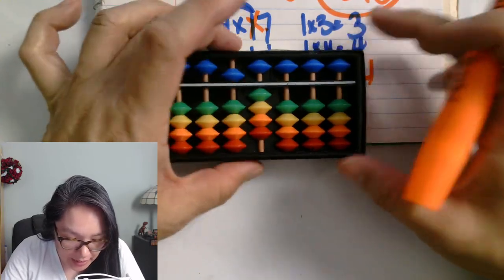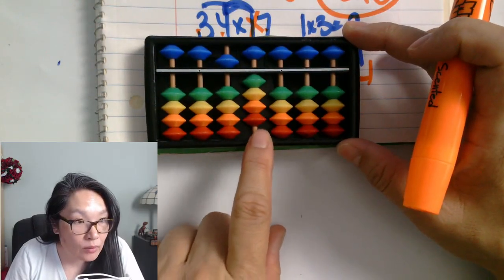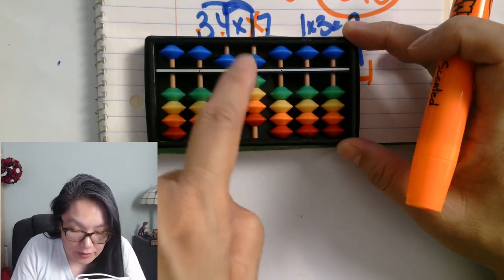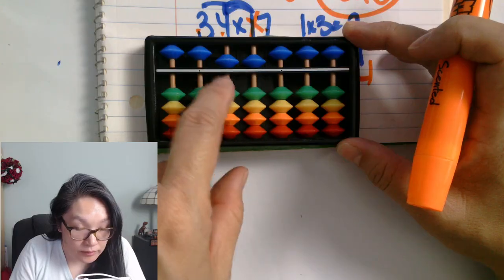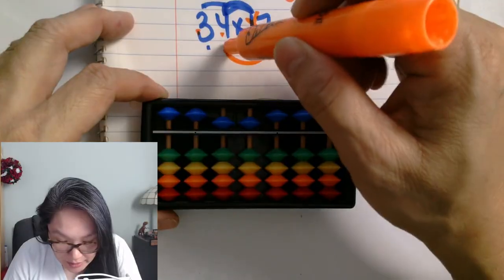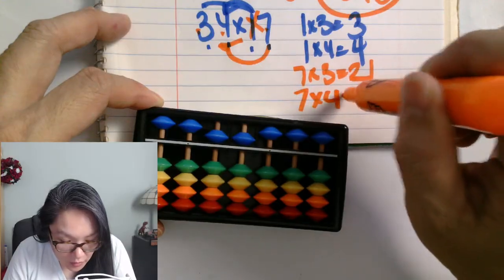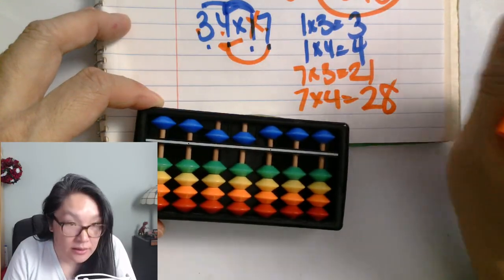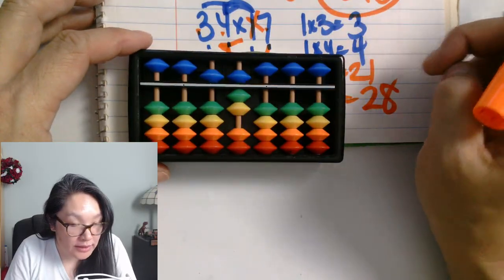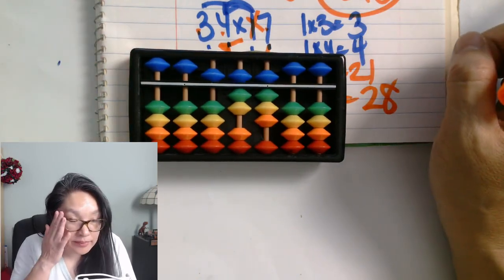And then I need to add 1. I need to add 1 here. How do I add 1? Plus the 1 is what? Plus the 5 minus the 4. So then what do? I did 21. Now I got to do 7 times 4. 7 times 4 is equal to 28. I add 2, and then I add 8. Yes, thank you, Emma.